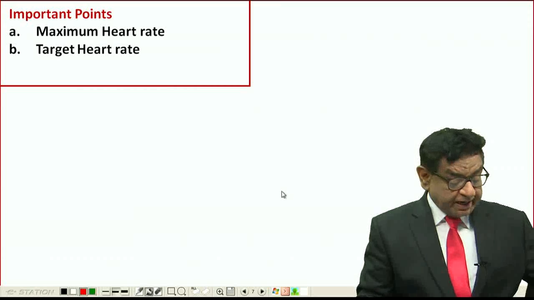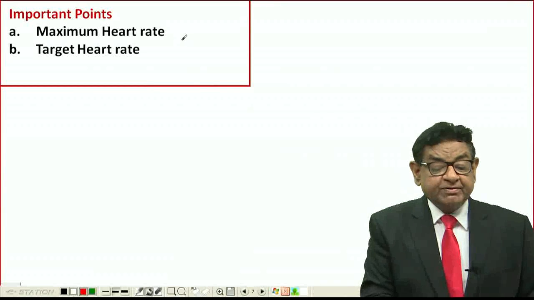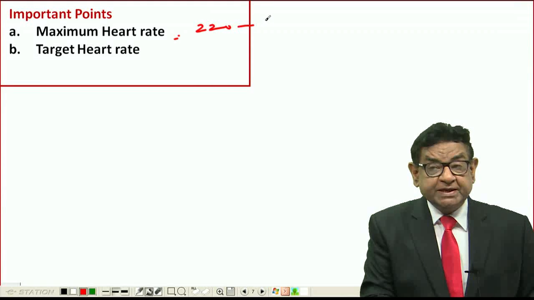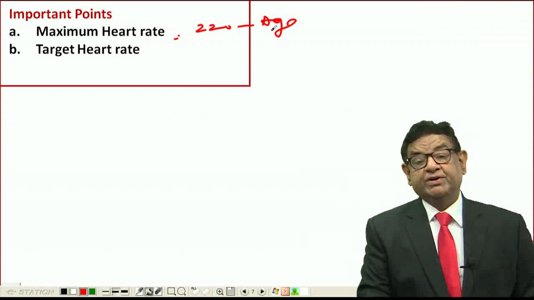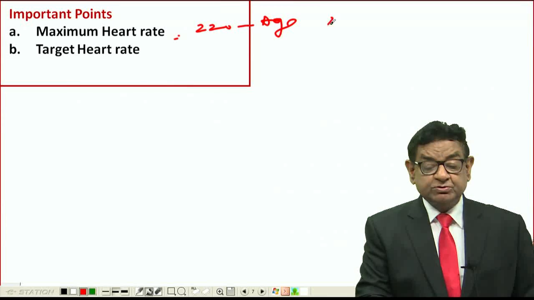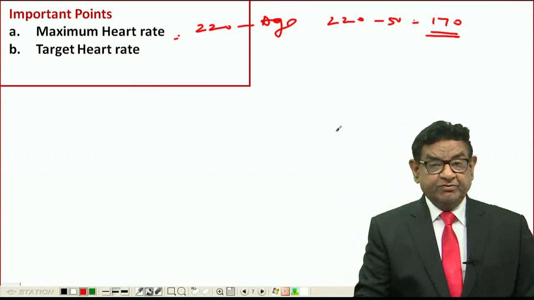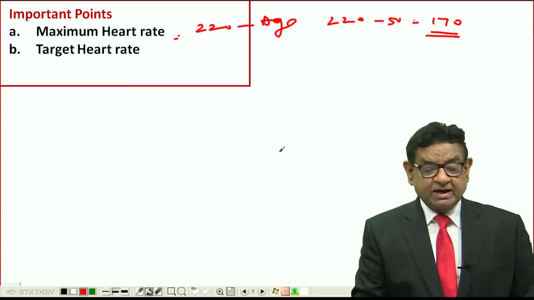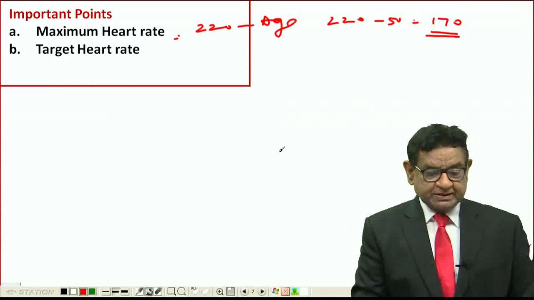What is the maximum heart rate we talk about? First of all, how do we calculate maximum heart rate? It's 220 minus patient age. Suppose the patient age is 50 years. So 220 minus 50, 170 is the maximum heart rate. Up to this heart rate, we can make the patient do exercise.